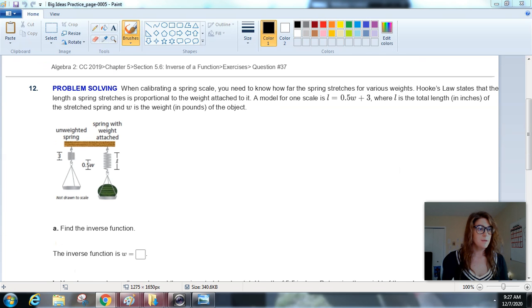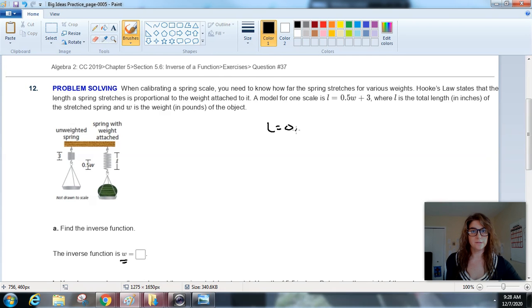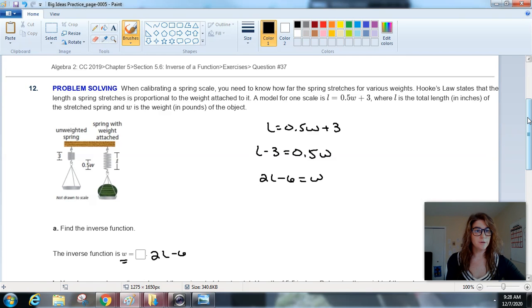Okay, word problem. With word problems, remember, you do not want to change the letters because that would change the integrity of the question itself. So we are going to just solve for the other letter, and they kind of gave you that hint right there. So 0.5W plus 3, we would subtract 3. You would then divide by a half, which is the same thing as multiplying by 2. So you would get 2L minus 6 equals W, and that would be our equation for the inverse, for W, the weight in pounds.